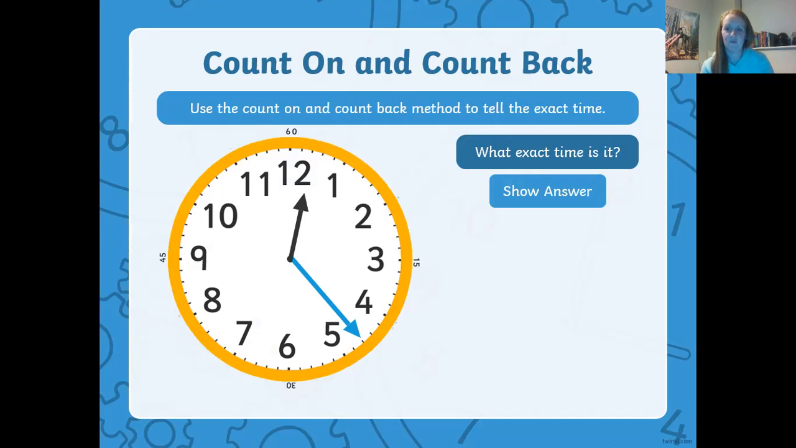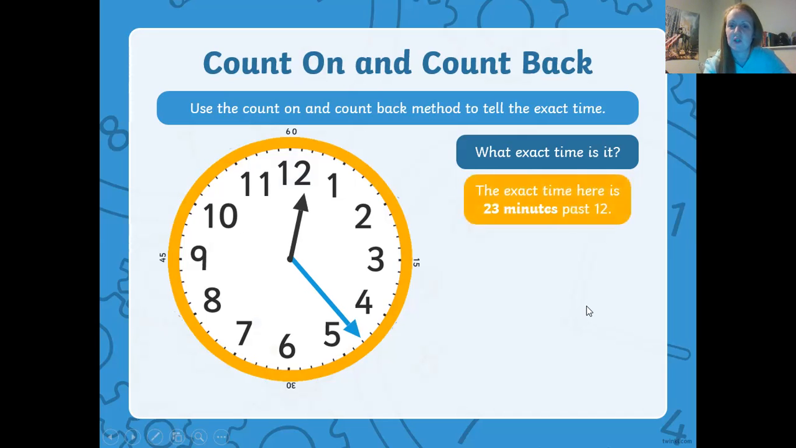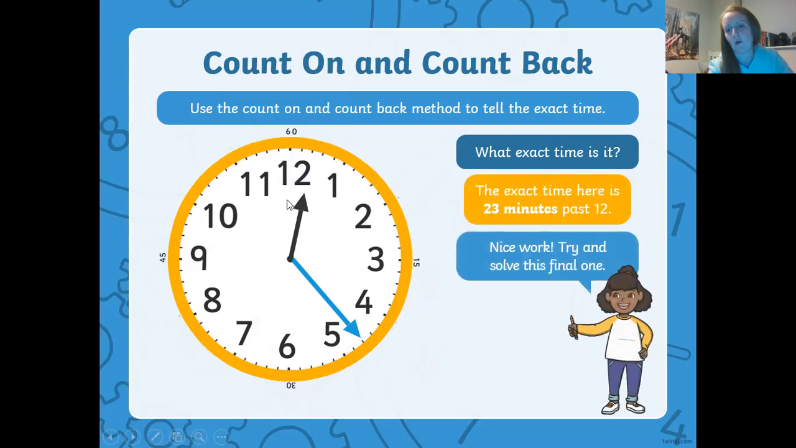Have you got it? I hope so. So if I was counting in 5s, I'd go 5, 10, 15, 20, and then count on 21, 22, 23 minutes past. Or I could have gone to 25 minutes past and counted back, 25, 24, 23 minutes past. It gives me the same answer. You can count on or back. 23 minutes past, and we're back at our 12, 23 minutes past 12. And as a digital time, I would write that as 12:23.